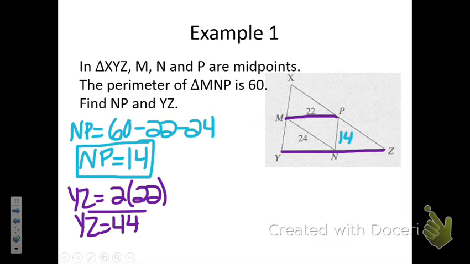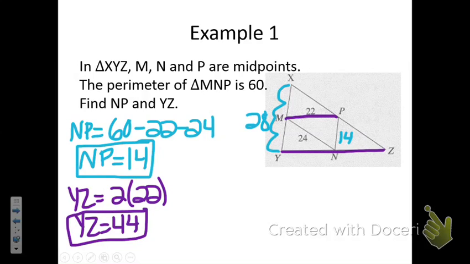Now, it didn't ask for the other sides of the triangle, but could I find them pretty easily? Yeah. What about XY? This side of the triangle. 28. How'd you get it? Good. NP or PN is parallel to XY, so therefore it's half its length. It's a midsegment, so we know that this one would be 28.